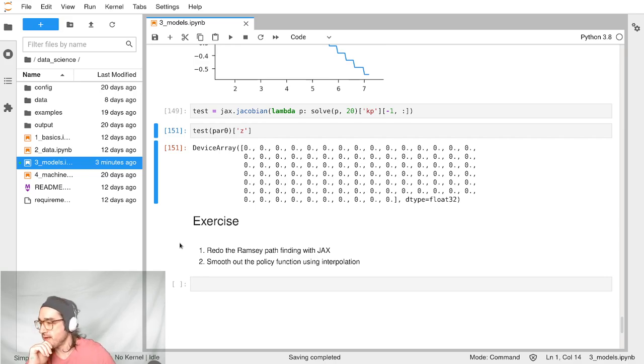So in this case, what we would be interpolating is that v prime. So you have u of c plus beta v of k prime. We're going to interpolate the v of k prime part. Okay, and then the piecewise linear is just like you have specific points.